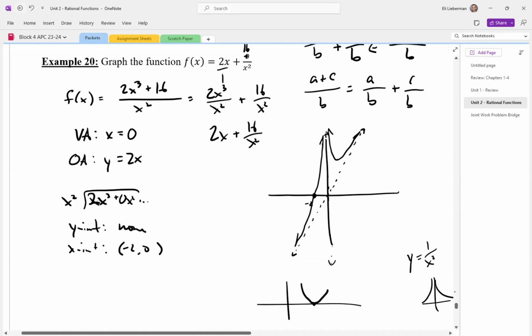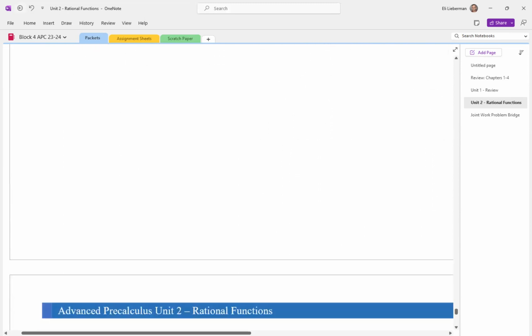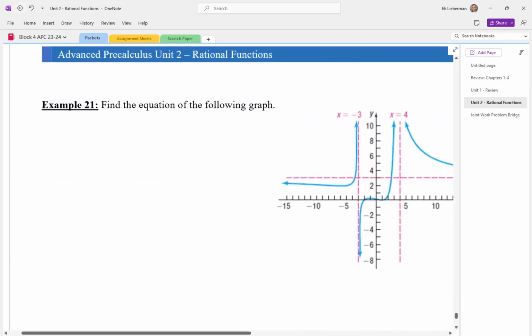Does it cross that oblique asymptote? No. Are you sure? How do you know? You said it equal, so I would set the original function equal to 2x. There's no value of x that would make that true. Right, 2x plus something equal to 2x. No, it's not going to work. Okay, we're moving on. I think that's our last graphing problem.